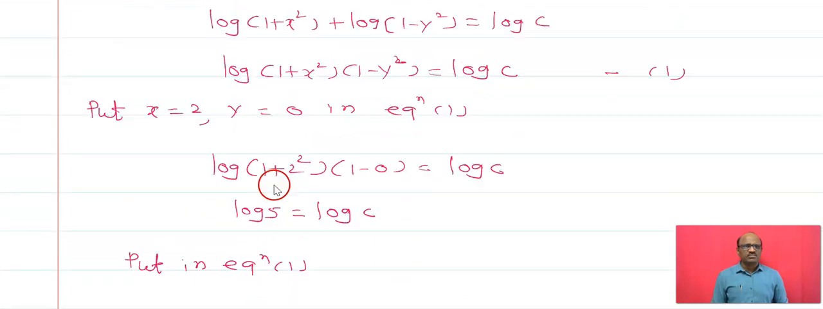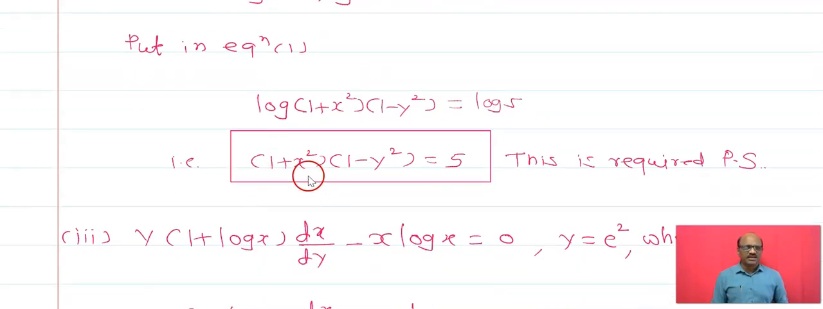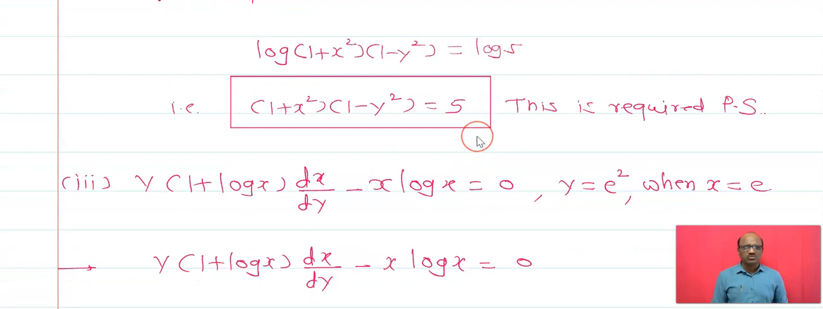Put in equation number 1, then you will get log of (1 plus x square) (1 minus y square) equals log of 5. Now take antilog on both sides, and then you will get (1 plus x square) (1 minus y square) equals 5. This is the particular solution.